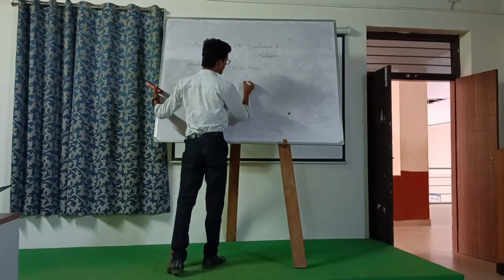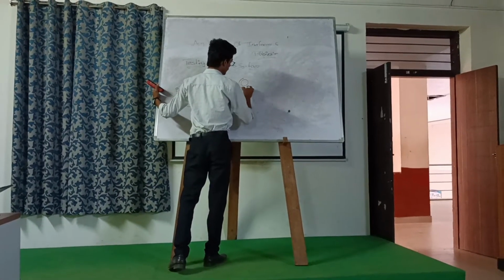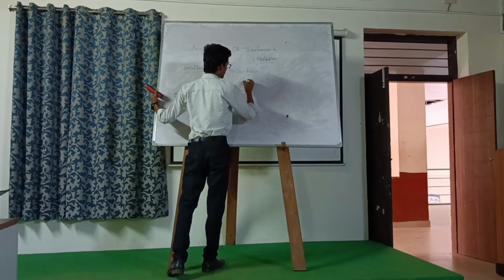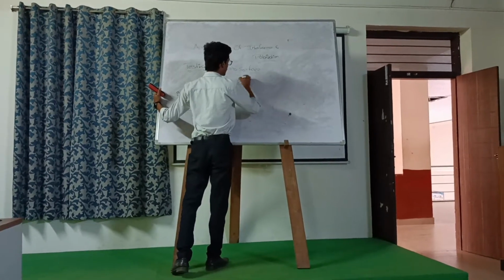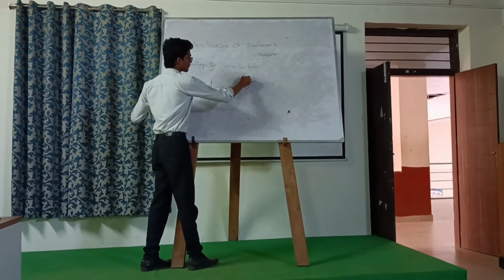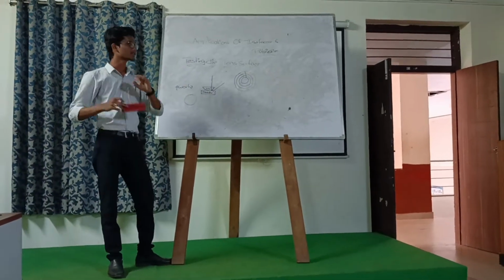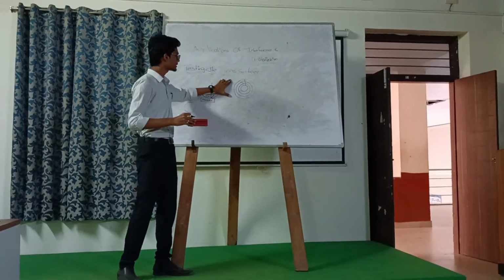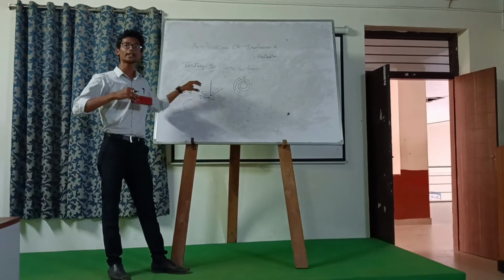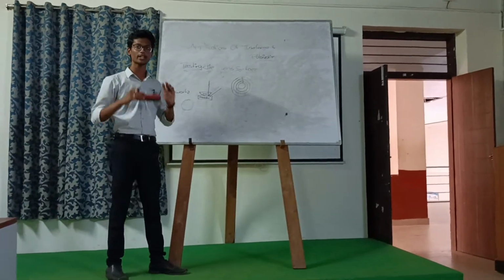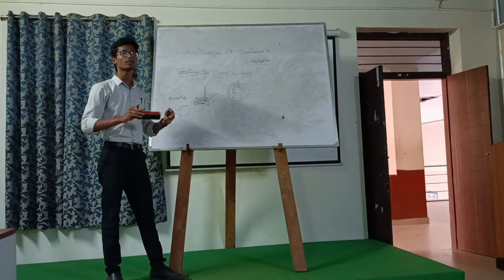For example, when the Newton rings are all circular and do not have any defect, like this, then the lens is perfectly ground, manufactured very perfectly, and has no defect.